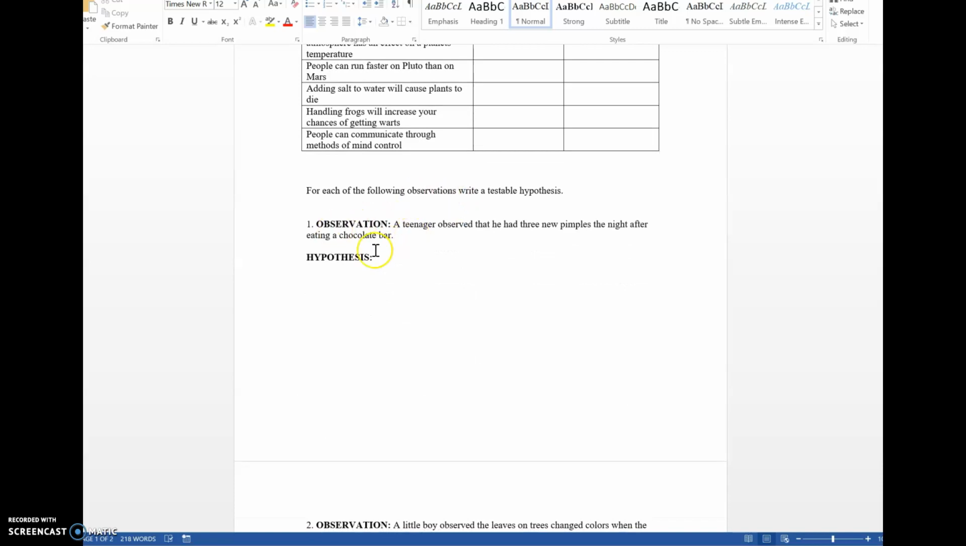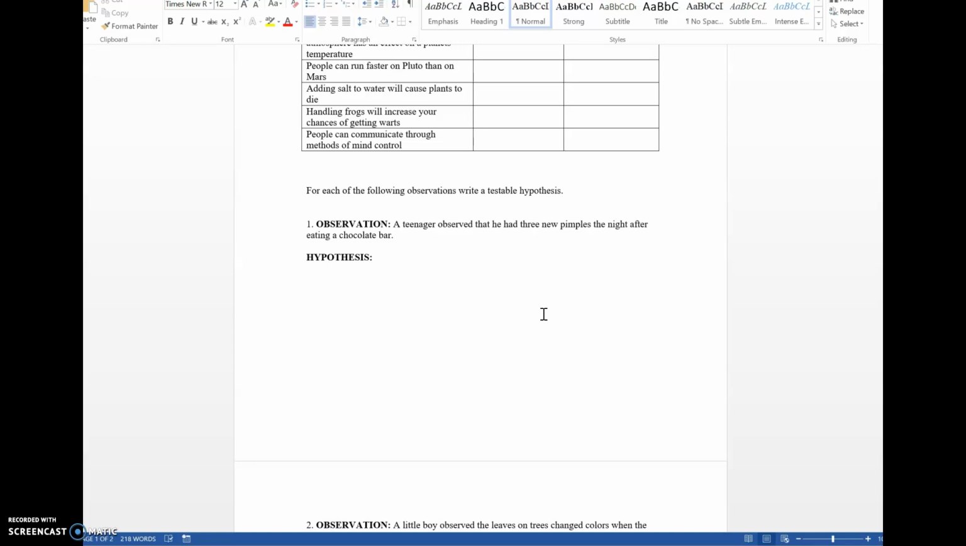And then here's the observation, and from this observation you're going to make an if-then statement, a hypothesis. A teenager observed that he had 3 new pimples the night after eating a chocolate bar. So we can make an if-then statement. If I eat chocolate, then I will have pimples. Or you could say, if I refrain from eating chocolate, then I will not have pimples grow. So an if-then statement, and then you can perform an experiment on that to see if it happens. So you can refrain from eating chocolate and see if pimples show up, or not.